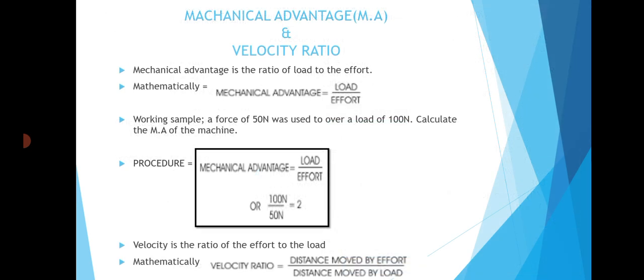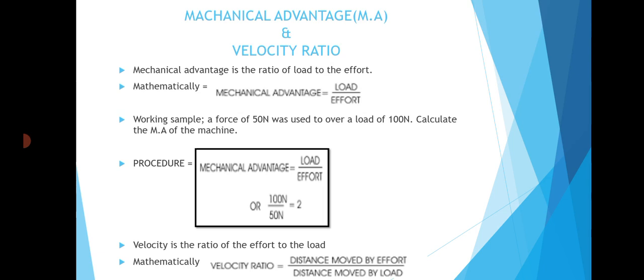The next one is mechanical advantage and velocity ratio, VR and MA. What's mechanical advantage? It's the ratio of load to the effort. Mathematically, we can say that mechanical advantage is equal to load over effort. Let's look at some worked samples.